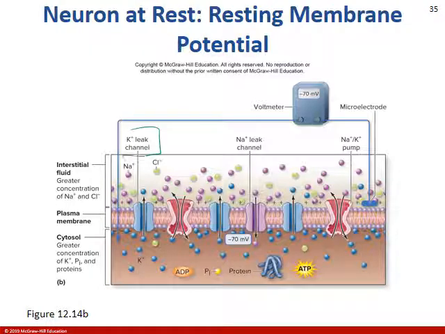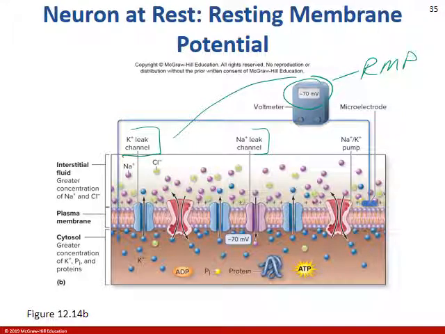I wanted to show you that the leaky channels here, both sodium and potassium, lead to setting up this resting membrane potential at negative 70. So the potassium is going to leak out, right? It's going from high to low through diffusion. And then we have sodium leaky channels. This is high to low.